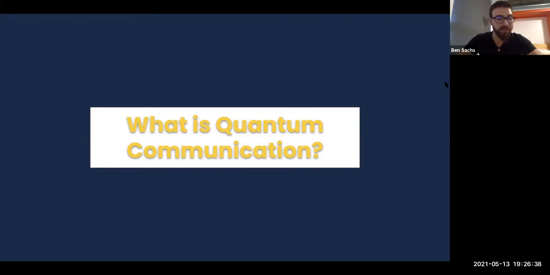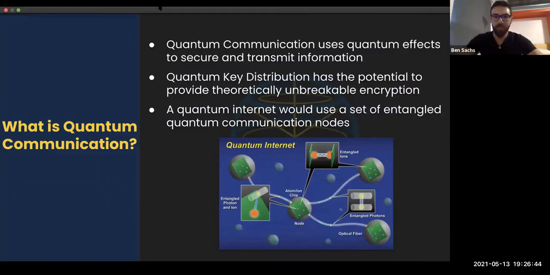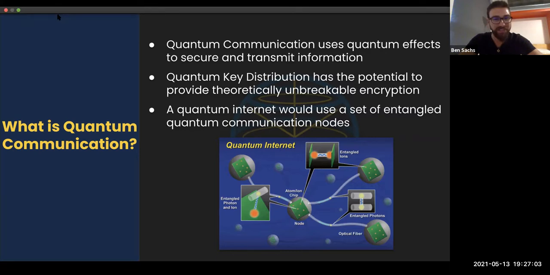These fields are similar, but they're not the same thing for sure. So basically, we're using quantum effects to secure and transmit information. What I just showed you, that BB84 protocol, was an example of quantum communication. And then quantum key distribution, which was a lot of what Ishan's workshop talked about last quarter, has the potential to, as we were talking about, provide unbreakable encryption.